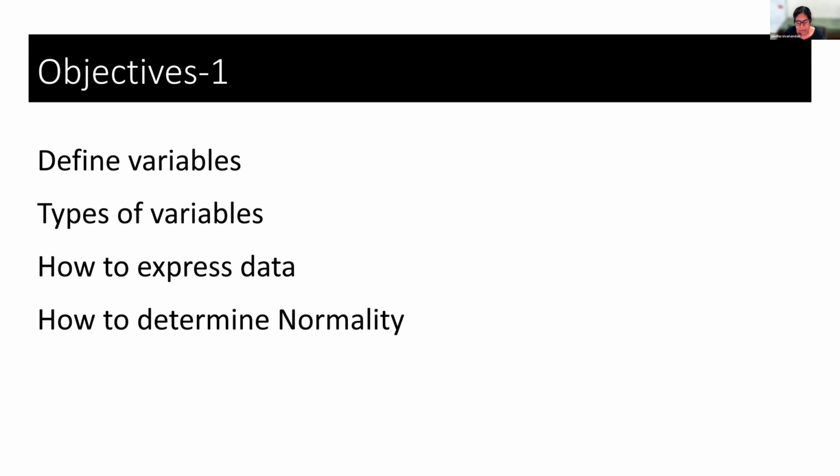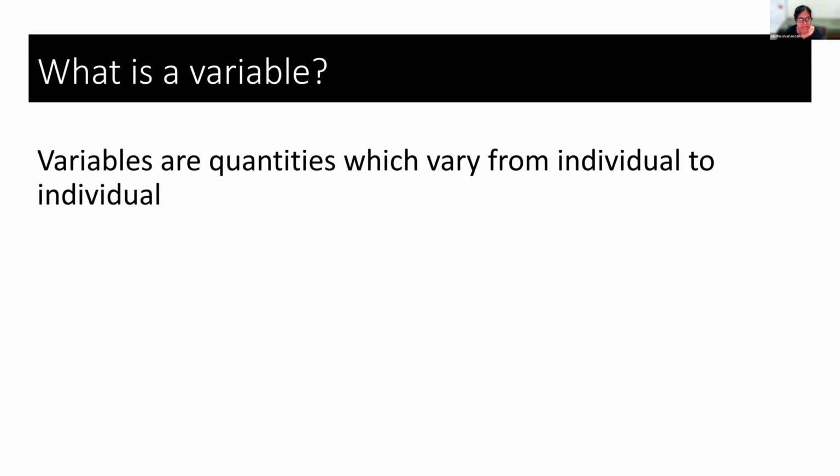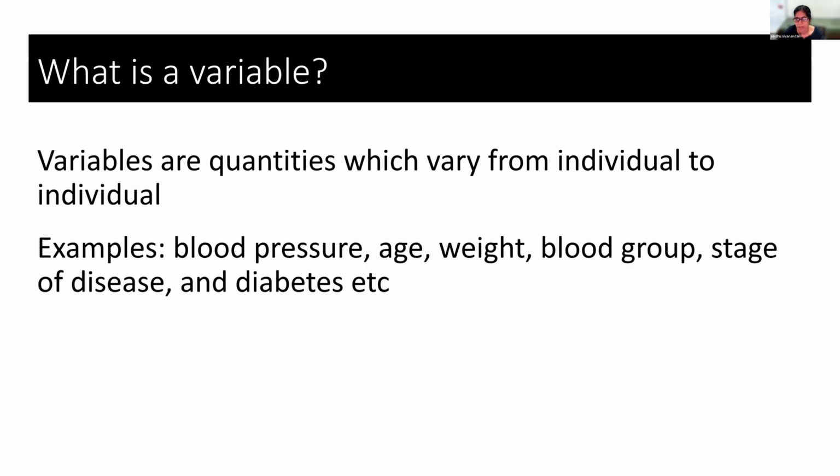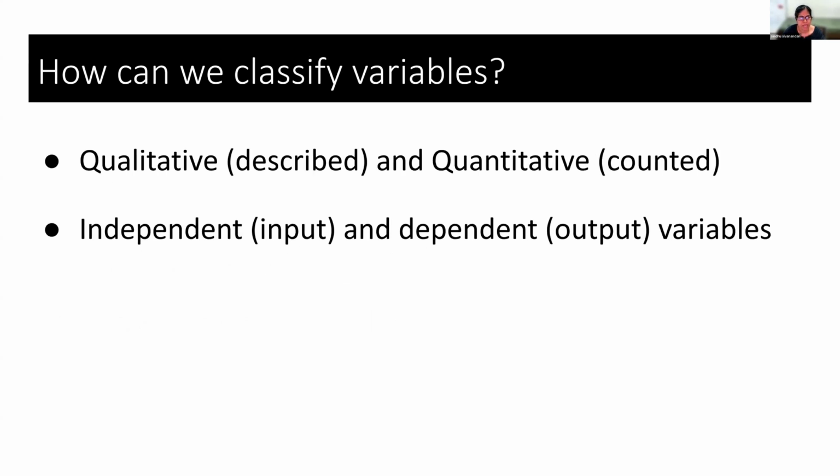Finally, we'll discuss something about systematic review analysis. A variable is a quantity, or anything which varies from individual to individual, like blood pressure, age, weight, blood group, stage of disease, presence or absence of a particular disease like diabetes, hypertension, etc. We can classify variables as qualitative variables, which describe characteristics, or quantitative variables, which can be counted. We also have independent or input variables and dependent or output variables.